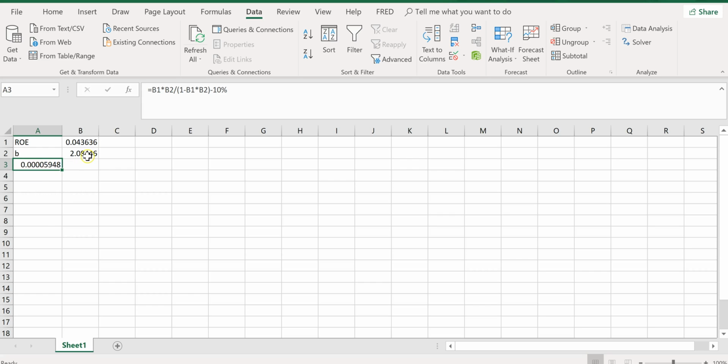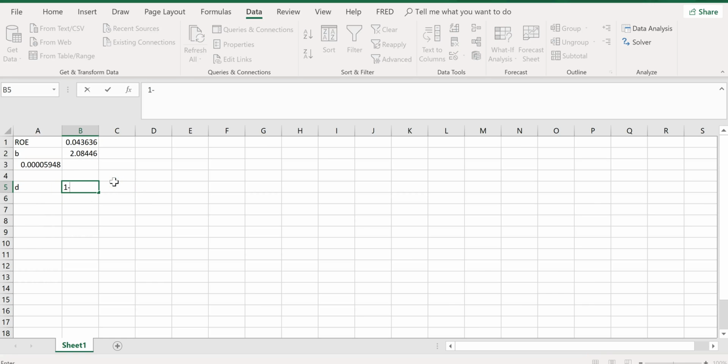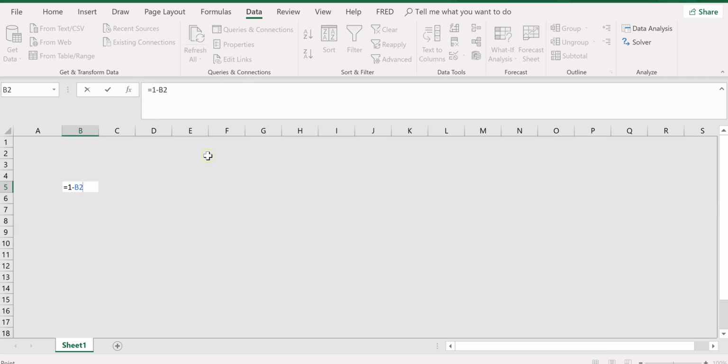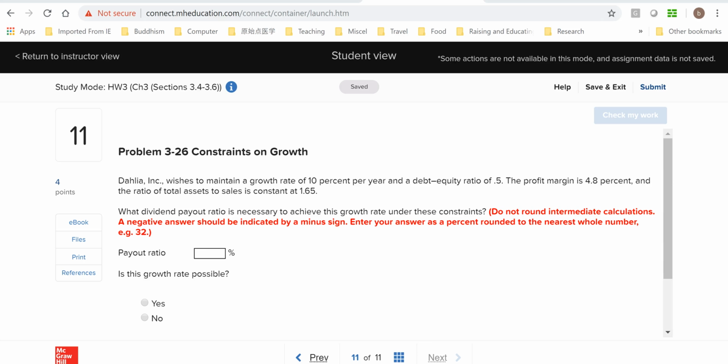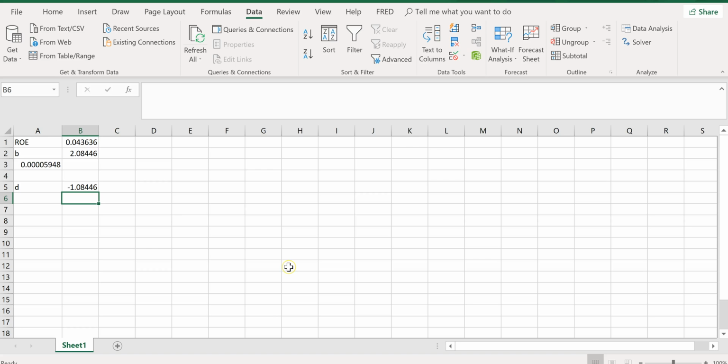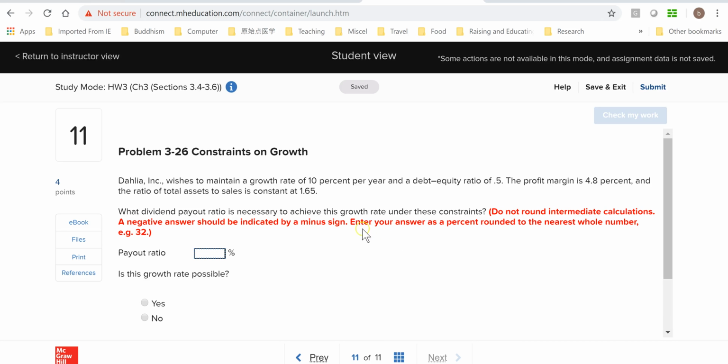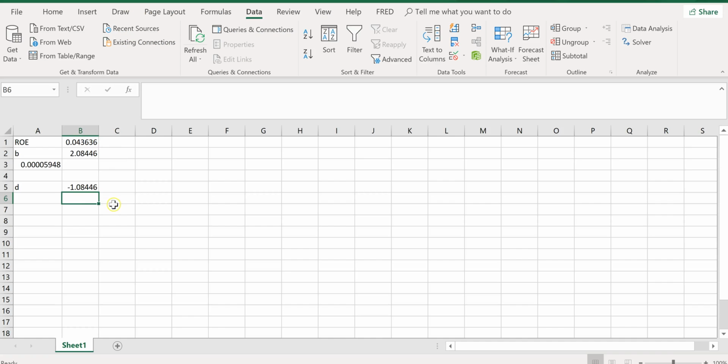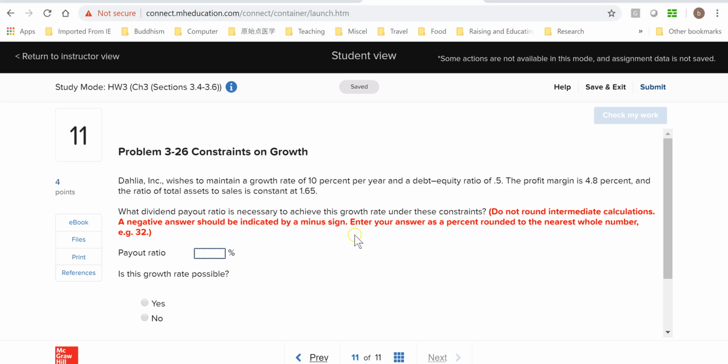So now I have solved for B, the profit retention ratio. Again, what we need is not B, it is D, the dividend payout ratio, but D is 1 minus that B. Right? So that can be done very easily. Equal 1 minus that B. So D is actually, again, a negative number should be indicated by a minus sign. So here we indeed have a negative number.